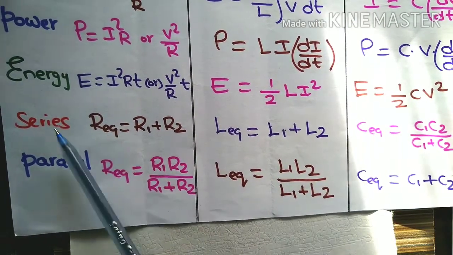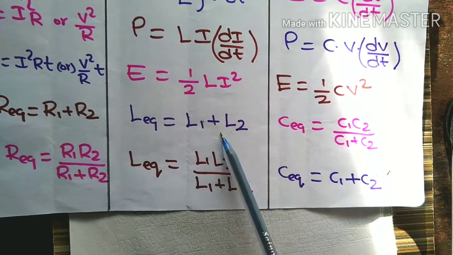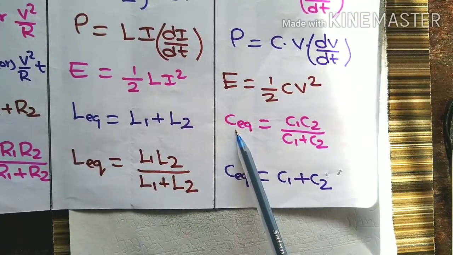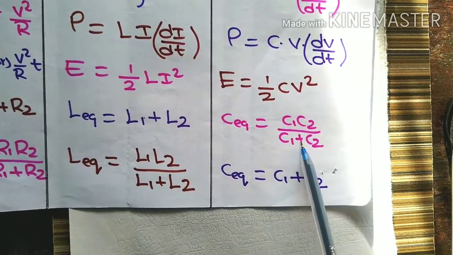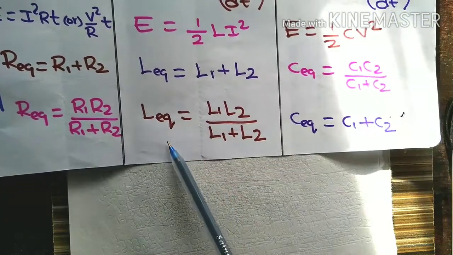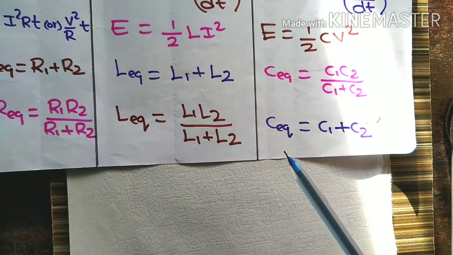Series. When the resistors are connected in series, directly add R1 plus R2. L equivalent is equal to L1 plus L2. Whereas when the capacitors are connected in series, it is just opposite to the case of the resistor. C equivalent will be equal to C1 C2 divided by C1 plus C2. Parallel, L equivalent and C equivalent. And that's it for today, guys.